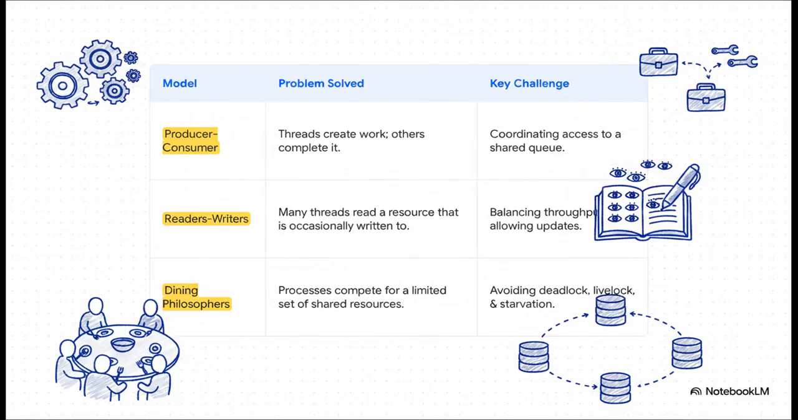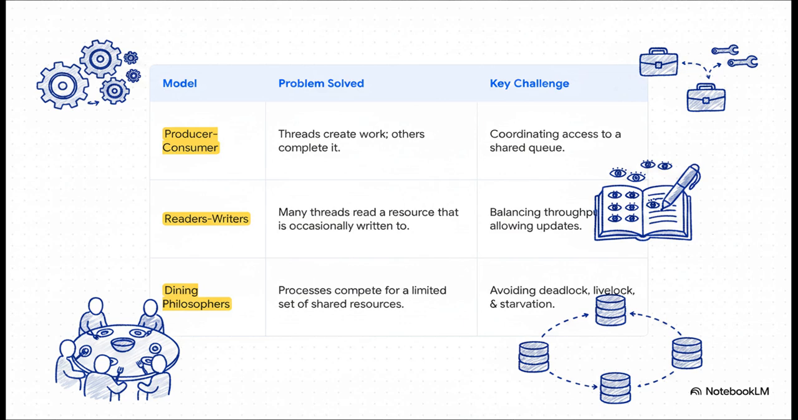The producer-consumer model is perfect for when some threads are creating work, like, say, incoming web requests, and other threads are processing that work. The main challenge there is just managing that shared to-do list. Then you've got the reader's-writer's model. This is great when you have tons of threads reading data, but only a few that ever need to write to it. The goal is to let all the readers go at once, but make sure a writer can get exclusive access when it needs it.